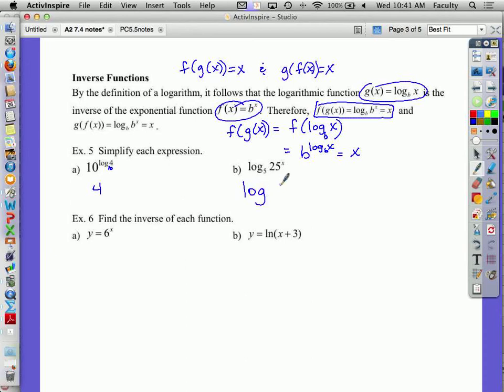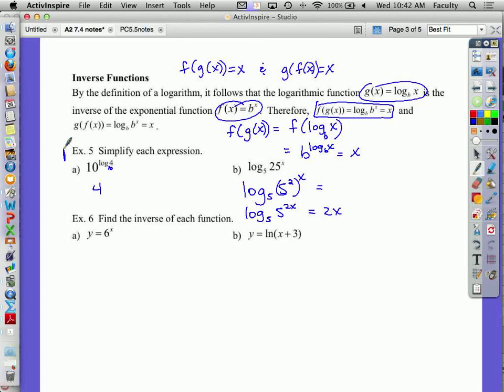So here, I have to do a little bit more work than I did in letter A. 25 is 5 squared. I'm going to rewrite 25 as 5 squared. So then this is the log of 5 to the 2x base 5. Because I have a log base 5 and then my exponential is 5, it's just 2x.